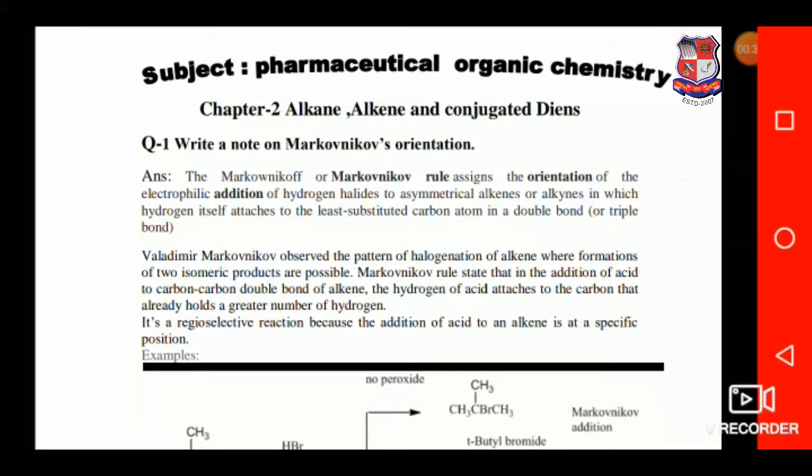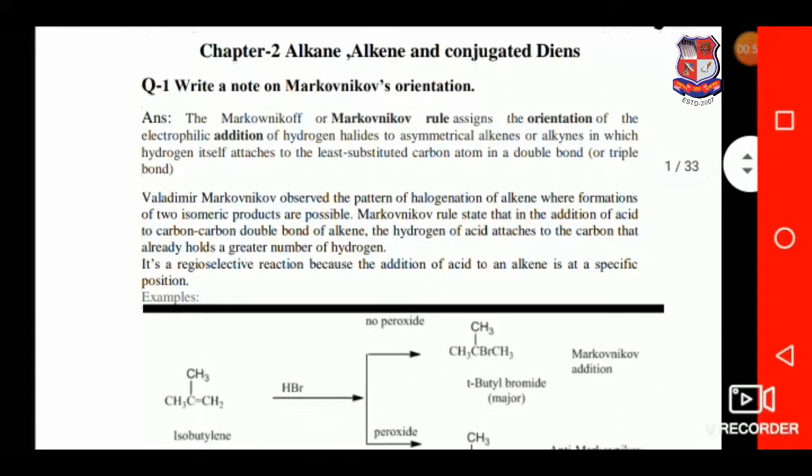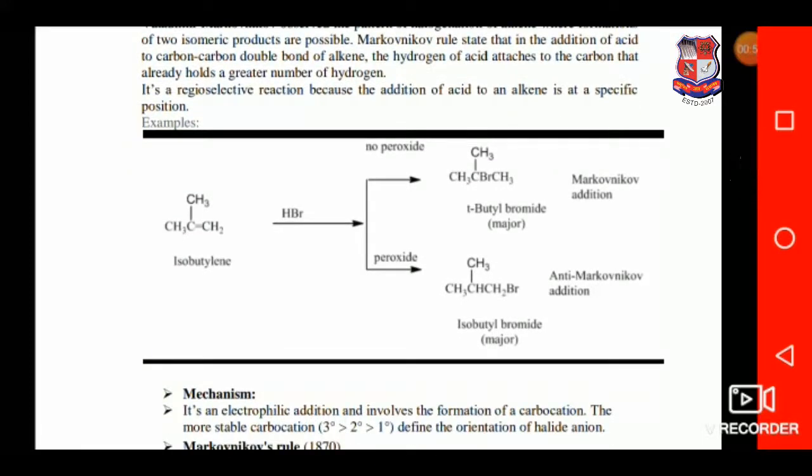Answer for that. The Markovnikov or anti-Markovnikov rule assigns the orientation of electrophilic addition of hydrogen halides to unsymmetrical alkenes or alkynes, in which hydrogen itself attaches to the least substituted carbon atom in a double bond or triple bond. This is the example of how from isobutylene we can produce tert-butyl bromide as a major product in Markovnikov addition, while in the presence of peroxide we can obtain isobutyl bromide as a major product.